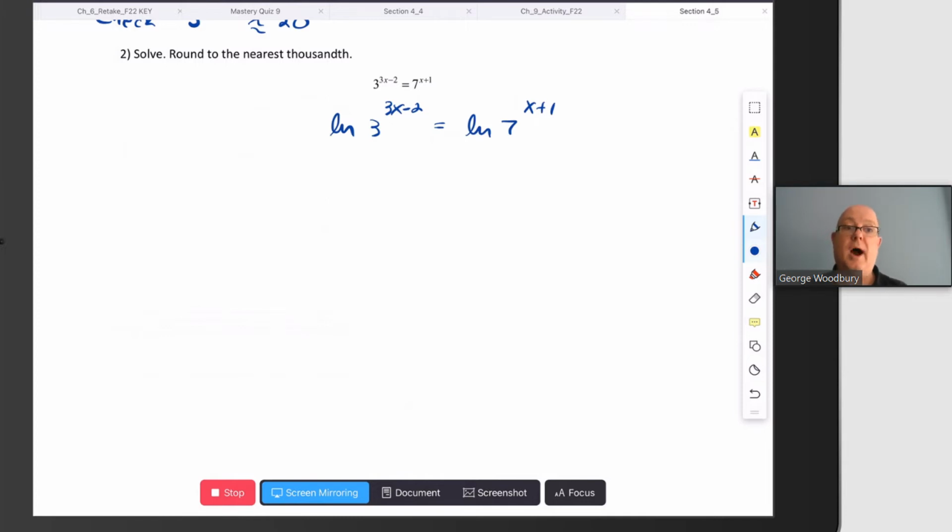Now we'll apply that power rule, but because it's not just the single term x, we're going to bring that exponent down in parentheses.